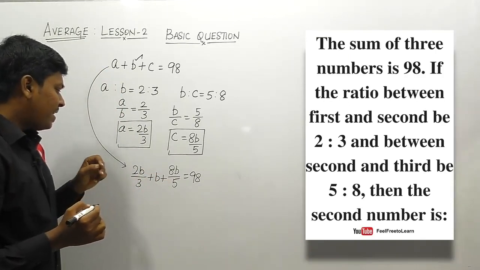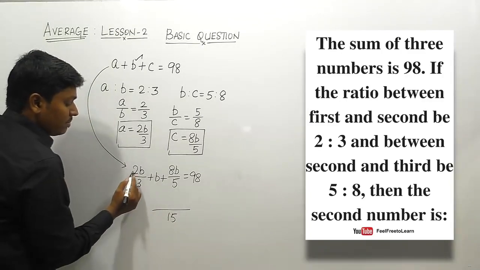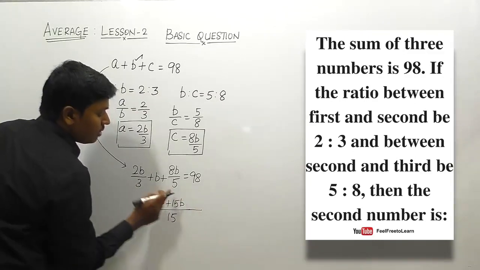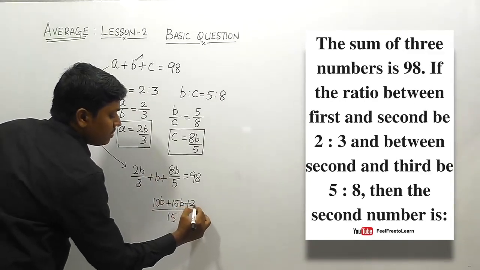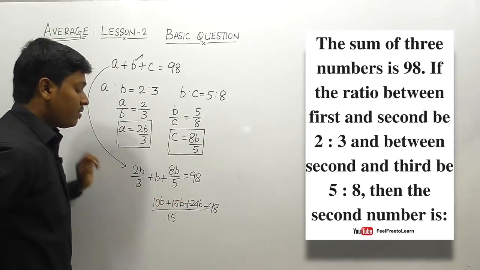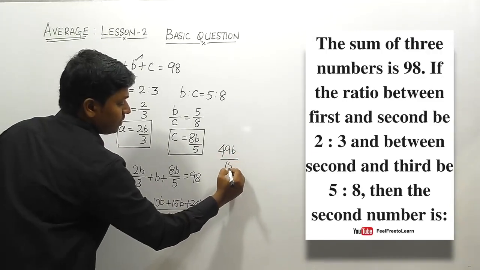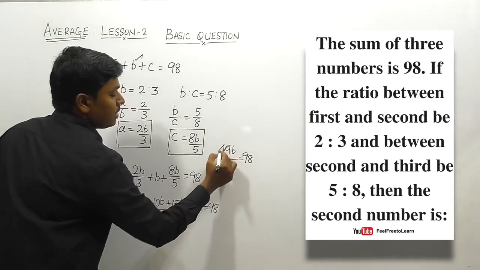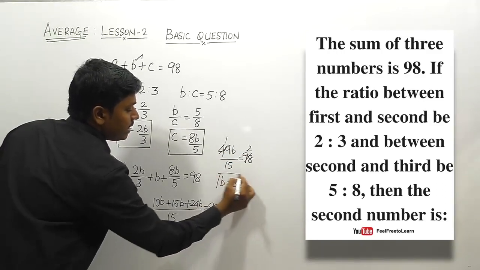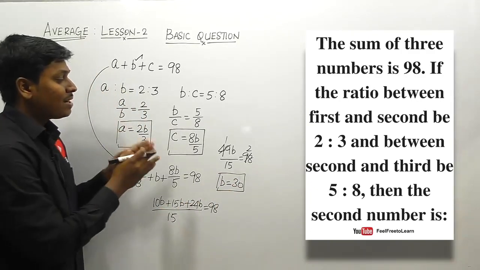So friends, we need to take an LCM, right? So 5 into 3 will be 15, so the LCM will be 15, so this will be 10B, and this will be 15B, and 5 into 3 will be 15, so this will be 24B is equal to 98. So 25 plus 24, the resultant will be 49B. So 49B divided by 15 is equal to 98. So 49 goes 2 times, so B is equal to 15 into 2, 30. So finally we got an answer, 30, for question number 10 by using the conventional method.